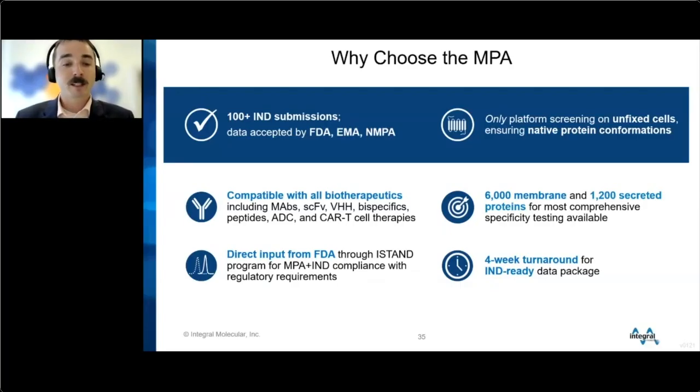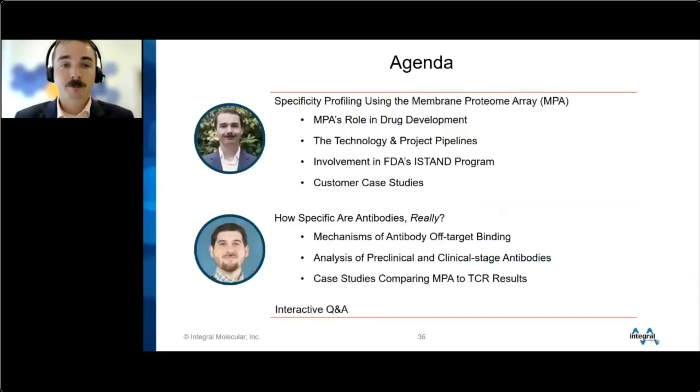We've received direct input from the FDA through the ISTAND program for MPA plus IND compliance, and we've received great feedback. We predict that we will be qualified as a drug development tool very shortly, and we think this will be a very exciting development for the specificity testing space. Finally, we have extremely competitive pricing and timelines, so that we can produce IND-ready data packages in only a 4-week turnaround.